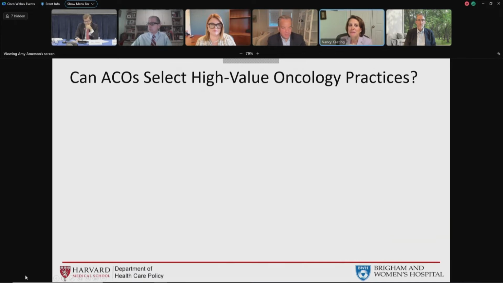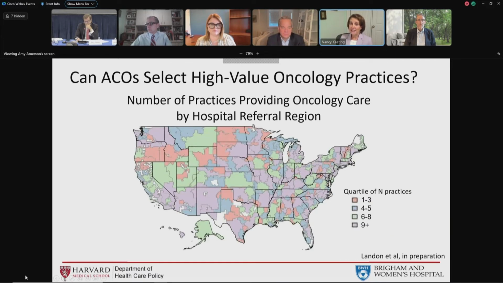Next slide. The next question we would ask is, what is the choice set for an ACO that wants to identify high-value practices to which to refer patients? This map shows hospital referral regions across the U.S., or HRRs, by quartile of the number of medical oncology practices treating fee-for-service Medicare beneficiaries. HRRs in red have only 3 or fewer oncology practices in their choice set across the entire HRR, suggesting that they may not have a whole lot of options when they're thinking about where to refer their patients. Next slide.